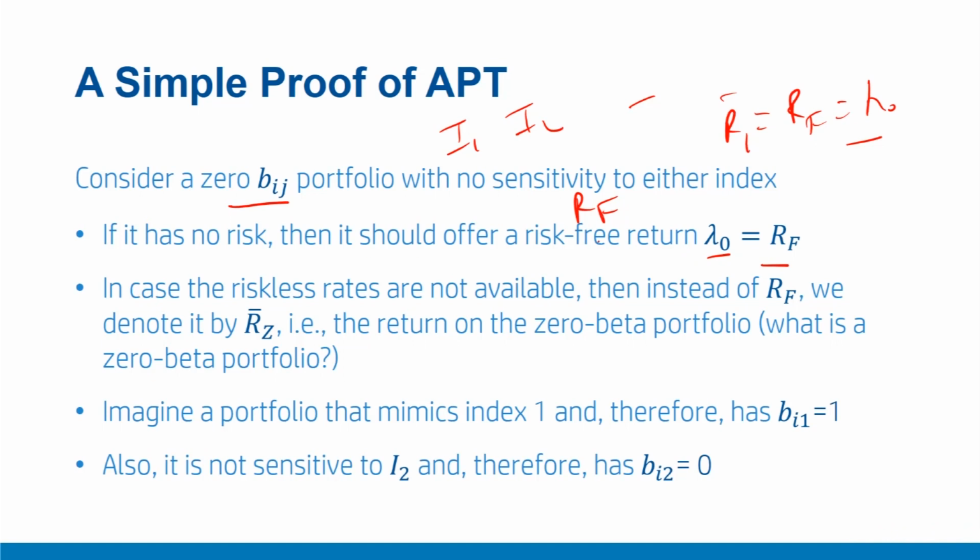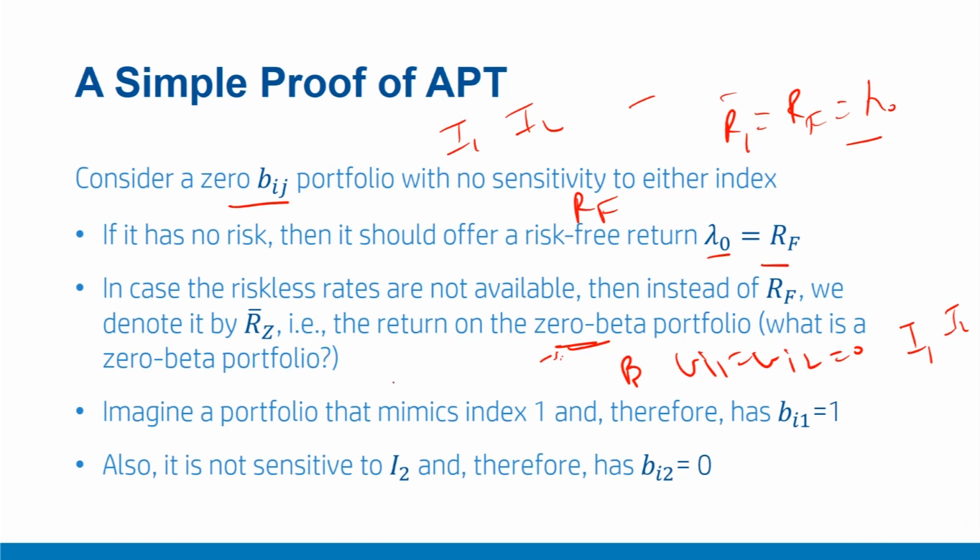However, many times riskless rates are not available, so you tend to use zero beta portfolios, which have no sensitivity towards any indices. That is why we call them zero beta. The zero beta portfolio will have a beta of 0, that means BI1 of 0 and BI2 of 0 with respect to indices I1 and I2. So these will be used as proxies if riskless rates are not available.